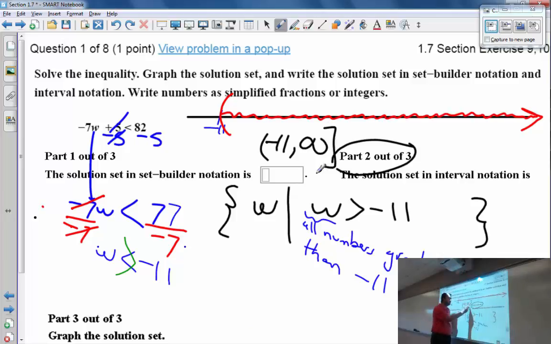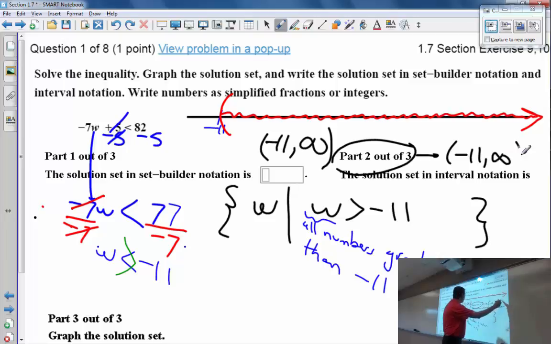Shall we put a bracket though, or parentheses? It's always parentheses with infinities, because infinity is not a real number you can fit into an interval. It's something huge, it won't fit. You cannot include it. It's always excluded as default. So the answer of part 2 is (-11, infinity). Okay? We already graphed the solution over there. So our problem 1 is over.